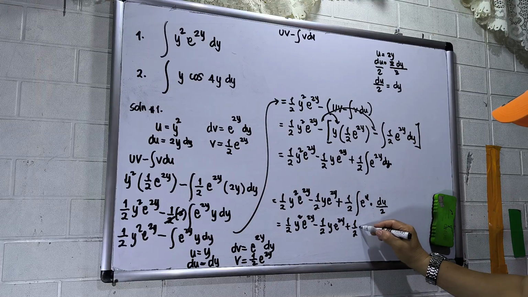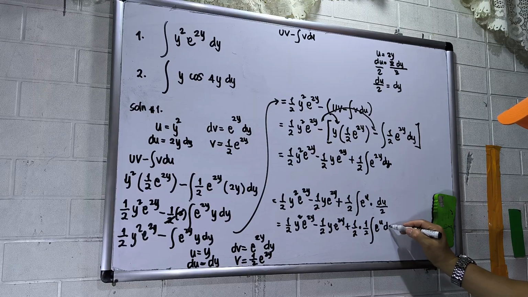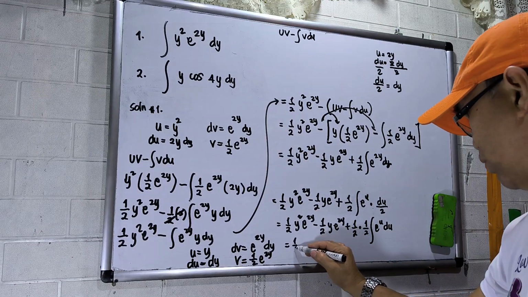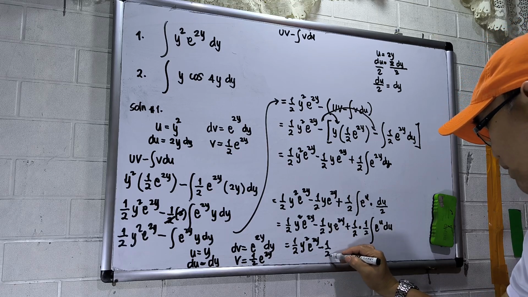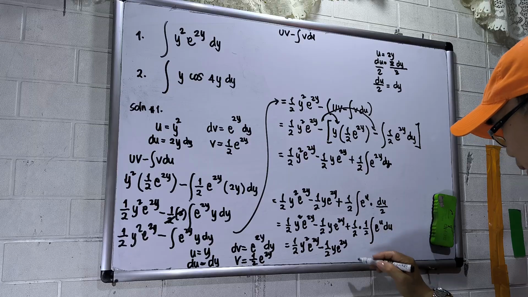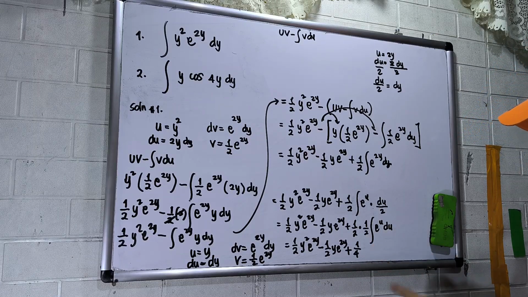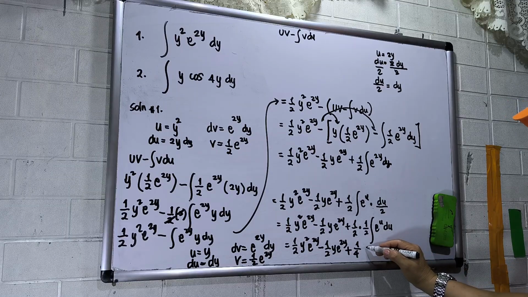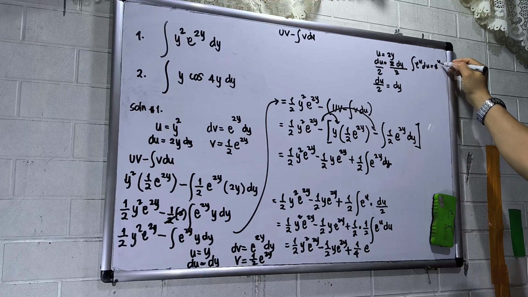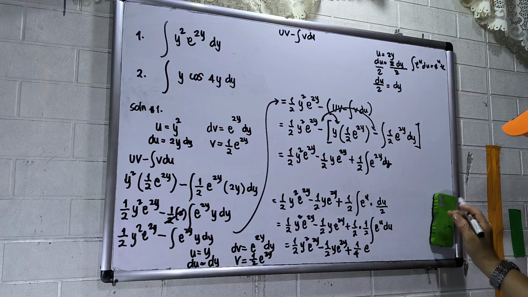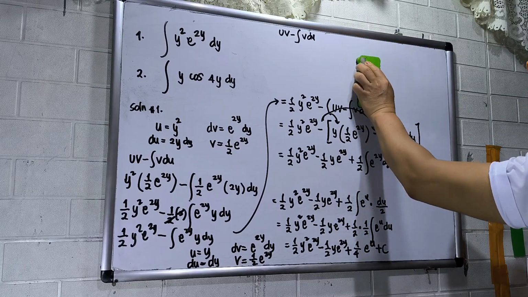I will place 1 over 2 outside of the integration. Then, integral of e^u du. So this will be 1 over 2 y squared e to the 2y minus 1 over 2 y e to the 2y plus 1 half times 1 half, that will be 1/4, e^u. Take note, integral of e^u du is equal to e^u plus c. So this will be e^u plus c. Okay, so I will erase in here for my final answer.